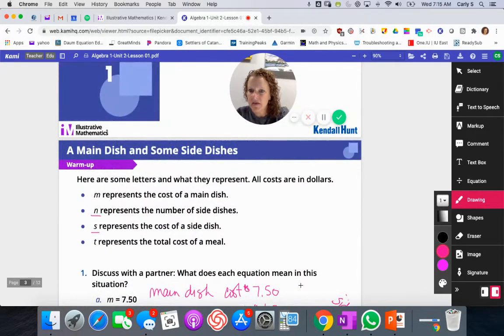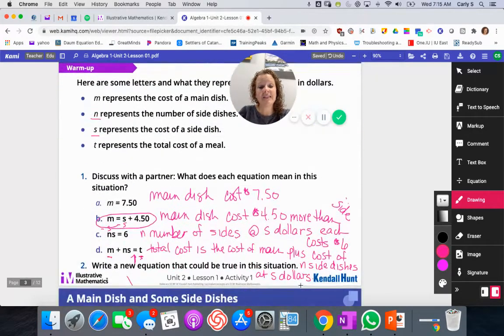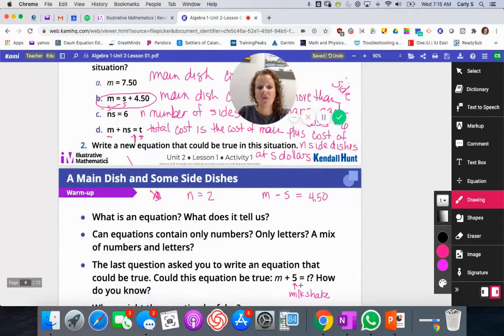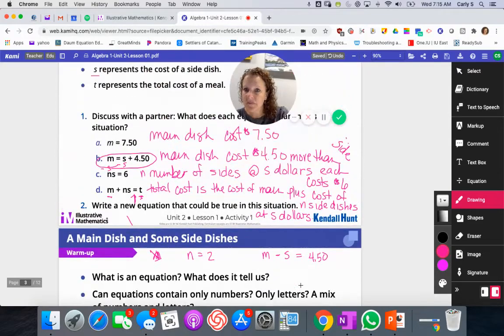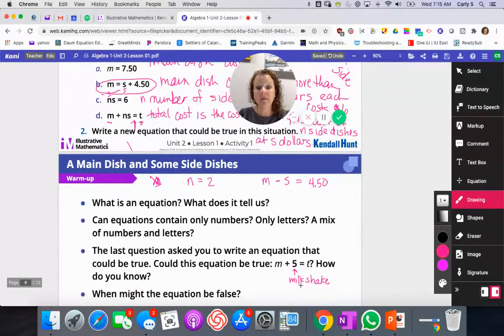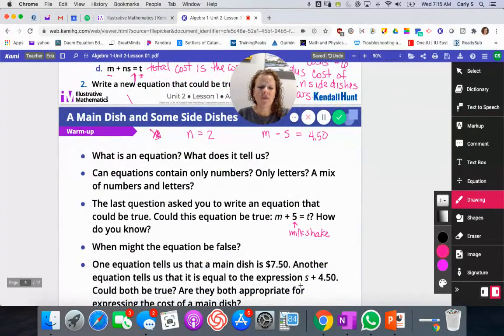Well, M is the cost of a main dish. So the main dish has a certain cost. You spend $5 on a milkshake or dessert or a soda, and that would be the total cost of the meal, because T was the total cost of the meal. That can be true. And we don't know for certain, but we can make some assumptions. When might the equation be false?